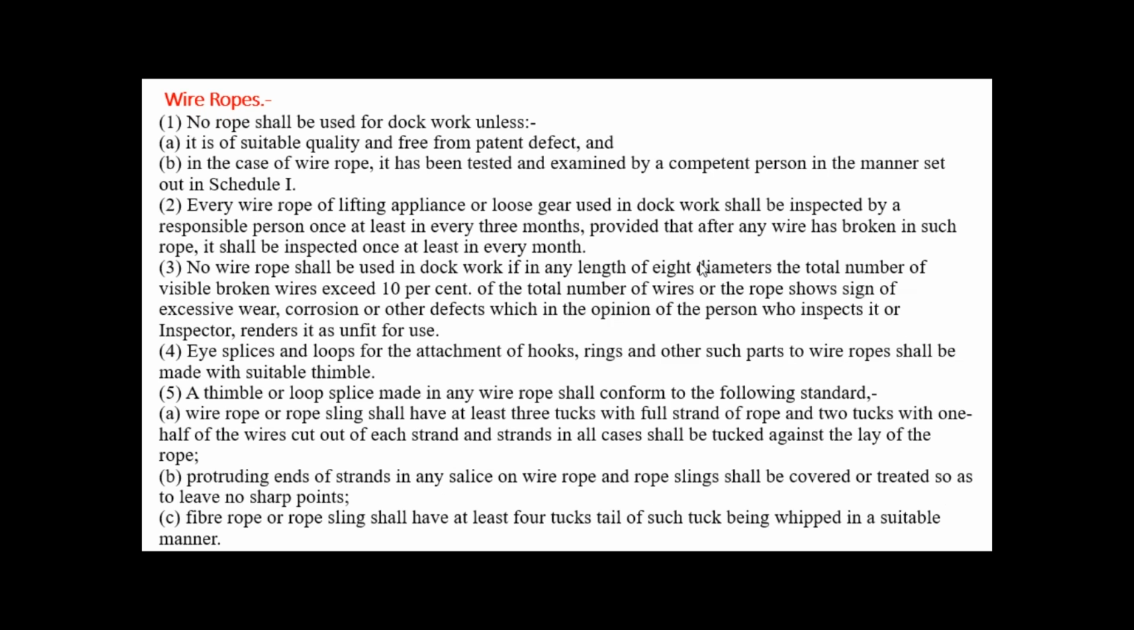Then wire ropes are another important part covered under these dock operations, because with the help of wire rope we tie these containers, drums, or whatever packaging material we use for loading and unloading purposes. These wire ropes are used for lifting materials and containers, or for unloading containers or other materials. That is why wire ropes should be inspected, observed, and tested frequently as per our requirement. If needed, a wire rope can be replaced by a new one, depending on its life and the frequency of its use.